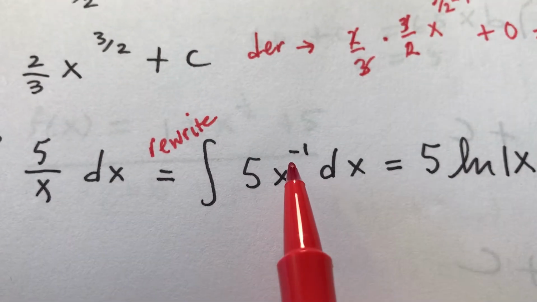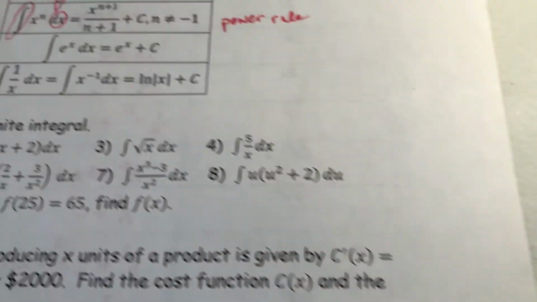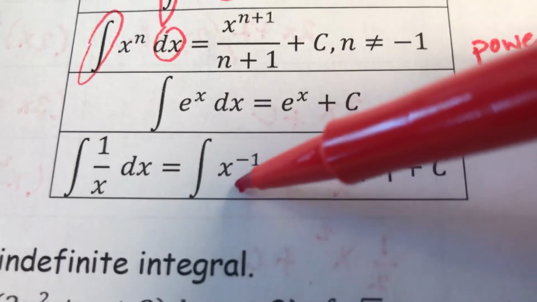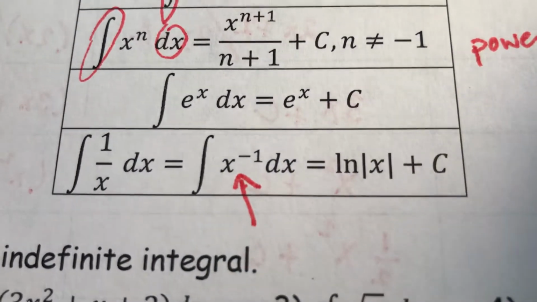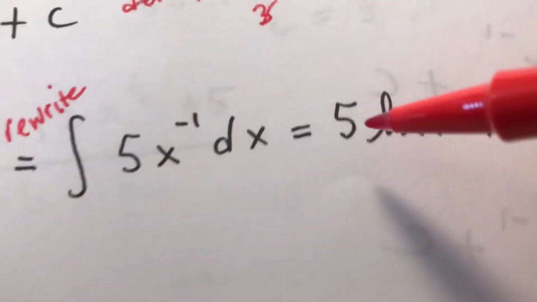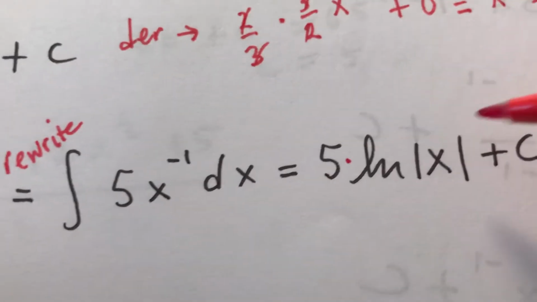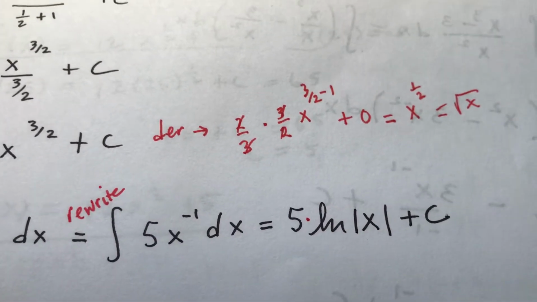You get 5x to the negative 1 power. Now I have a power here. However, it's a negative 1 power. If you have a negative 1 power, we're dealing with the ln of absolute value of x plus c. So what I do, now this 5 can just be written as 5 times, and then integrating x to the negative 1 becomes ln absolute value of x plus c. And that is number 4.